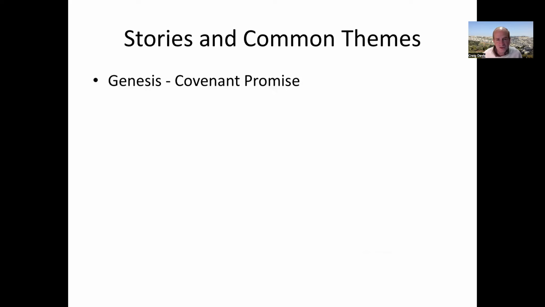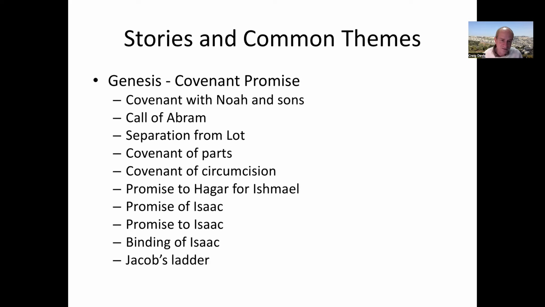In the book of Genesis, the stories have a theme of covenant promise, God's covenant promise to men about various things. Starts with the covenant that God makes with Noah and his sons. Really, that's probably not even the first one, but there's that one. The call of Abram in Genesis 12 has a promise and a covenant that God makes with Abram. And then God reiterates it after Abram separates from Lot. Oh, then there's the covenant of the parts that God makes with Abram, the covenant of circumcision, the promise to Hagar when Ishmael is born.